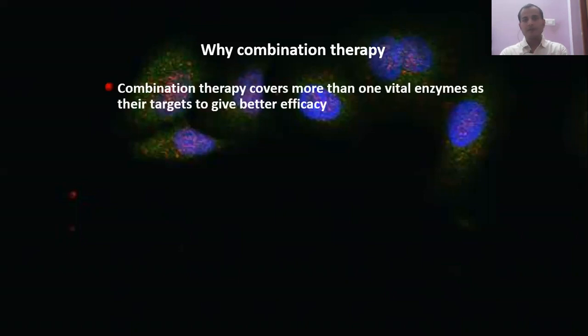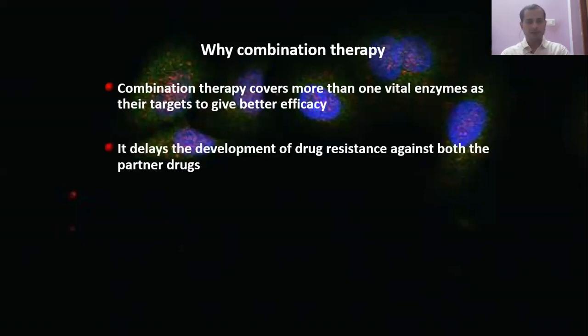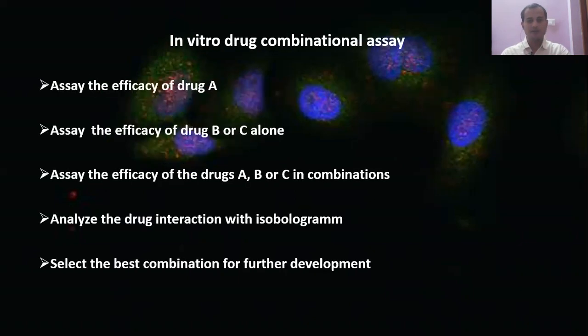So combination therapy, why do we do it? It covers more than one vital enzyme as its target to give better efficacy. It delays the development of drug resistance against both the partner drugs. And if you use two or more drugs at a time, there will be shorter regimens which have better compliance. This means less frequency of the drug gives you better compliance.